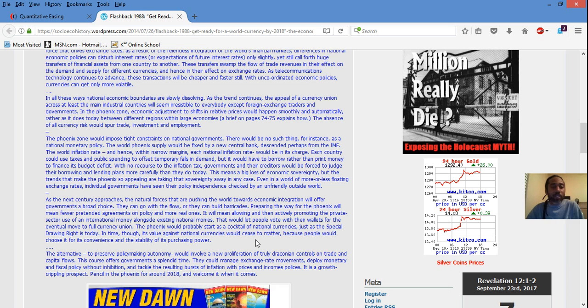The last part of this says the alternative to preserve policy making autonomy would involve a new proliferation of truly draconian controls on trade and capital flows. This course offers government a splendid time. They could manage exchange rate movements, deploy monetary and fiscal policy without inhibition, and tackle the resulting burst of inflation with prices and income policies. It is a growth crippling prospect. Pencil in the phoenix for around 2018 and welcome it when it comes.